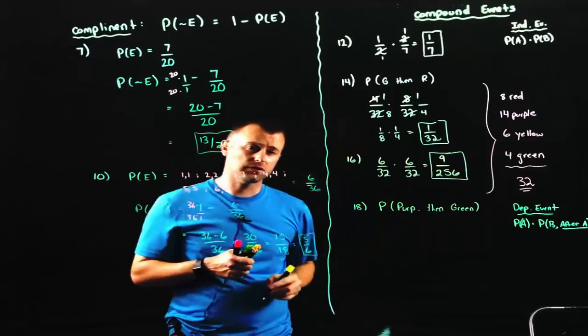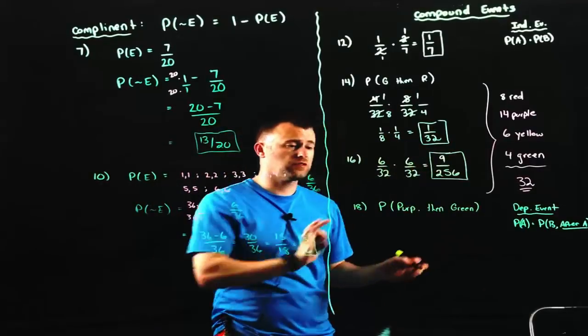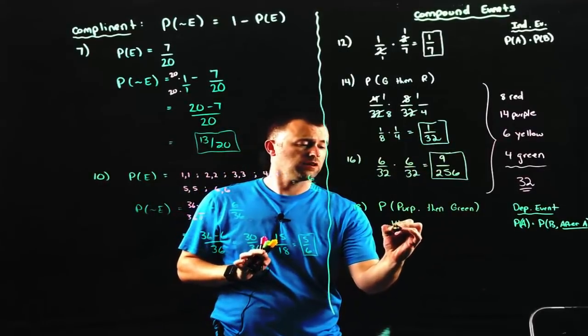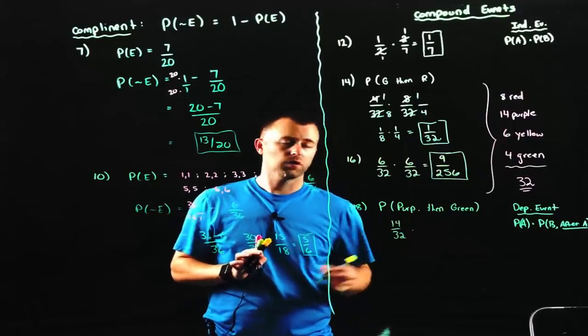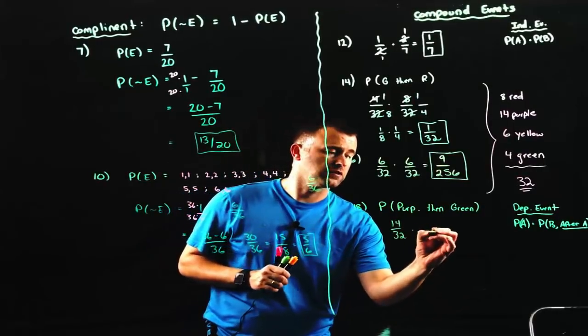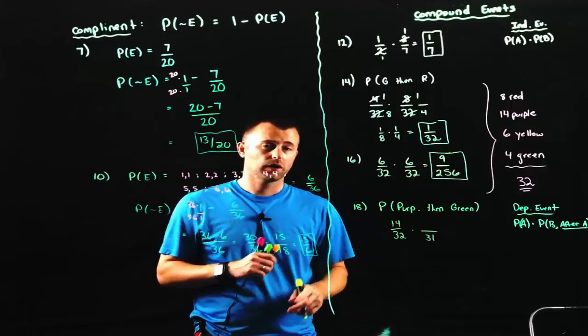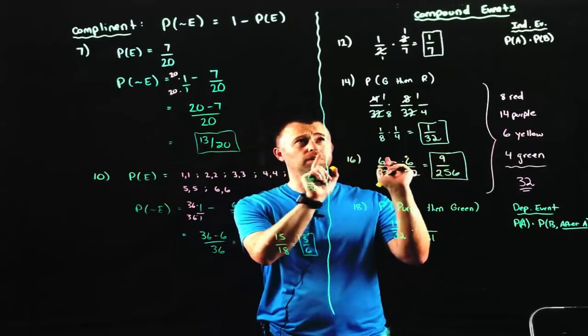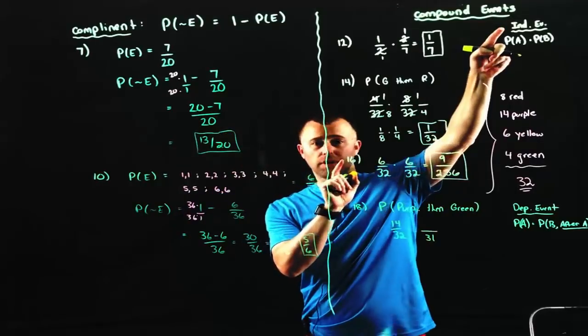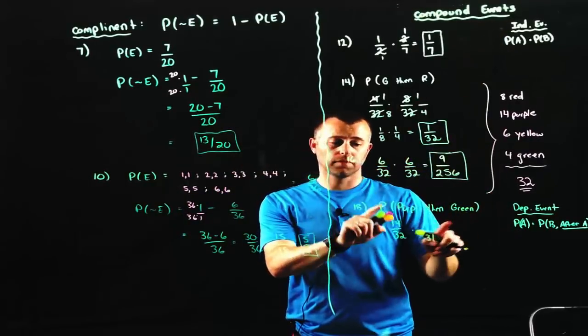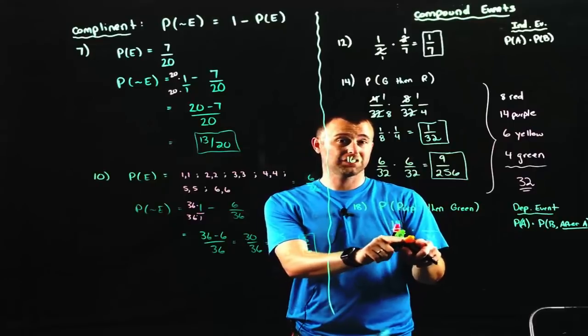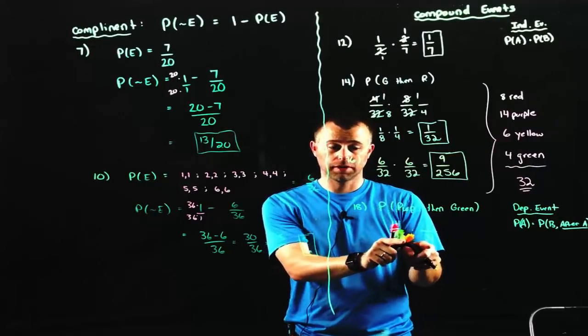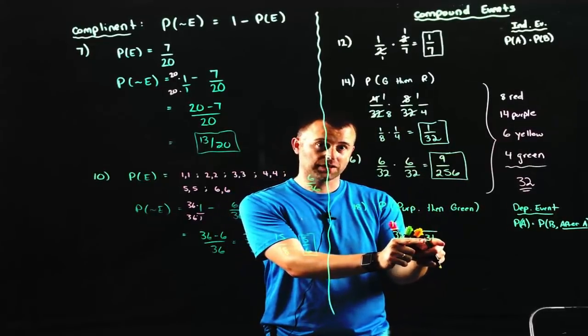Now again, the difference on this one, when I get my purple, nothing changes there. That's going to be 14 out of 32. I'm going to multiply by my next probability, but here's the difference. It's now out of 31 because I'm not replacing it. That's how they're dependent on each other. That's why I said when I talked about independent and dependent, this is what I meant. With the dependent, it makes sense. These depend on one another. Whatever happens here is going to affect this guy.